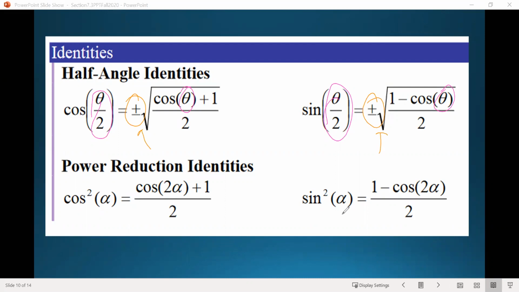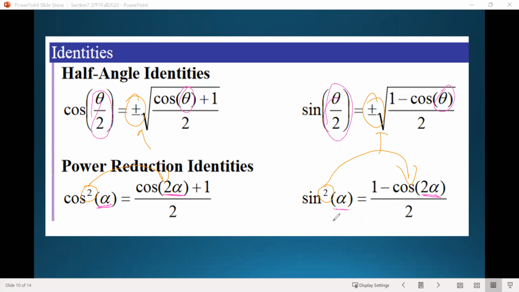Further, our power reduction identities, basically they're power reduction because notice they go from something being squared to a function where things are not being squared. And notice when we do that, we go from the angle we started with to double that angle in both cases. Okay, so those would be our power reduction identities.